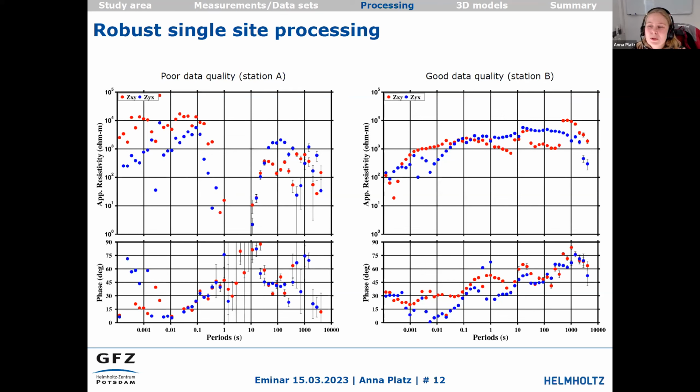However, it is interesting to know that these two stations are only separated by 10 to 15 kilometers. So they are close by. And this really shows that we have a large variety of different noise sources in our study area.